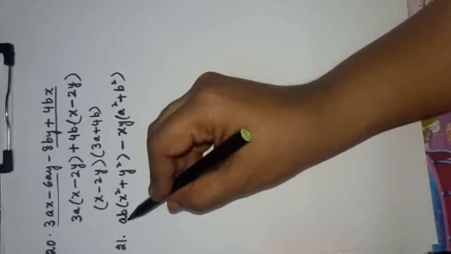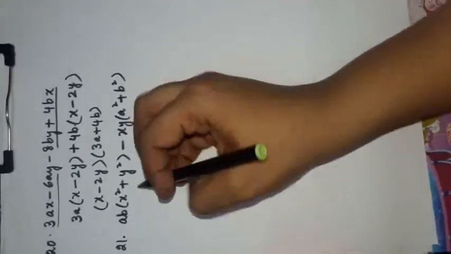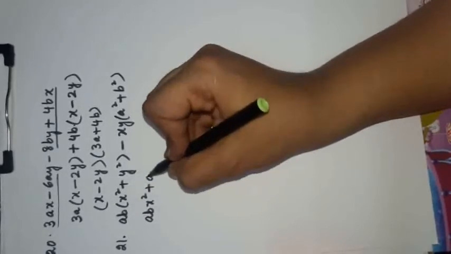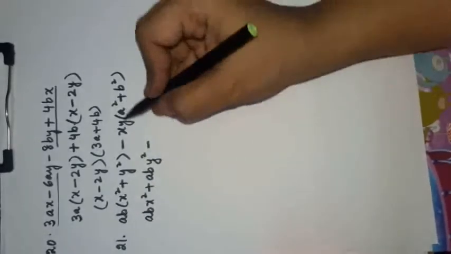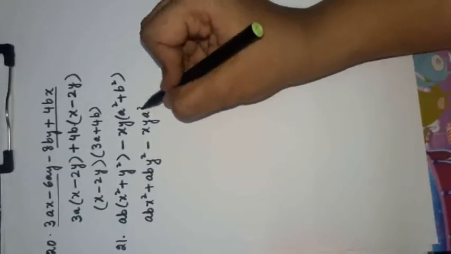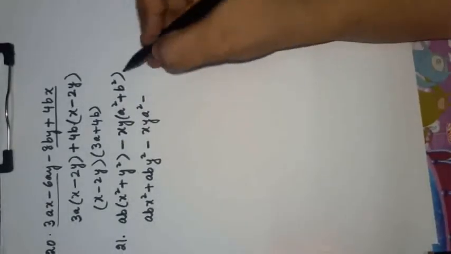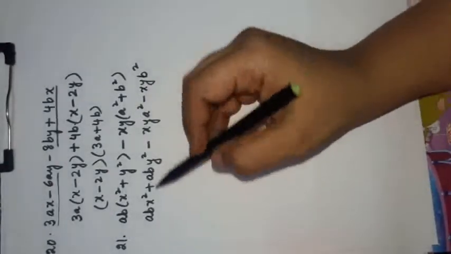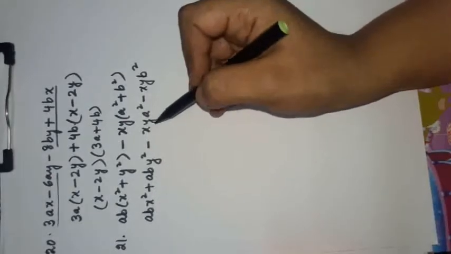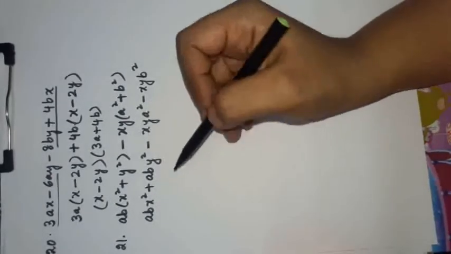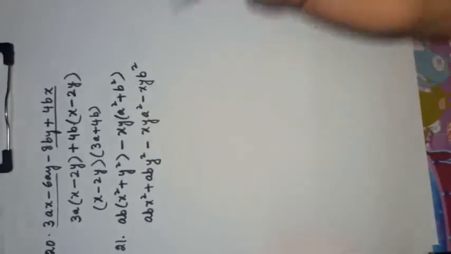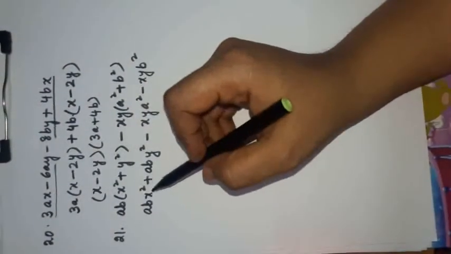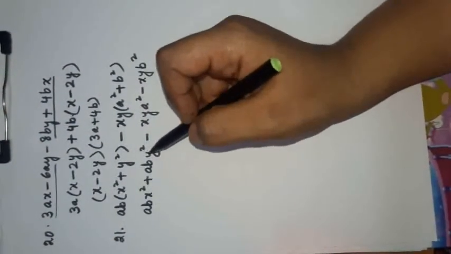So over here let us just multiply ab into this whole, and xy into this whole. So ab into x square will be abx square, plus ab into y square will be aby square, minus xy a square, minus into plus, minus xy b square. Okay, so over here abx square minus xya square, what can you take common? You just have to see it. See here abx square plus aby square, you have just expanded this.